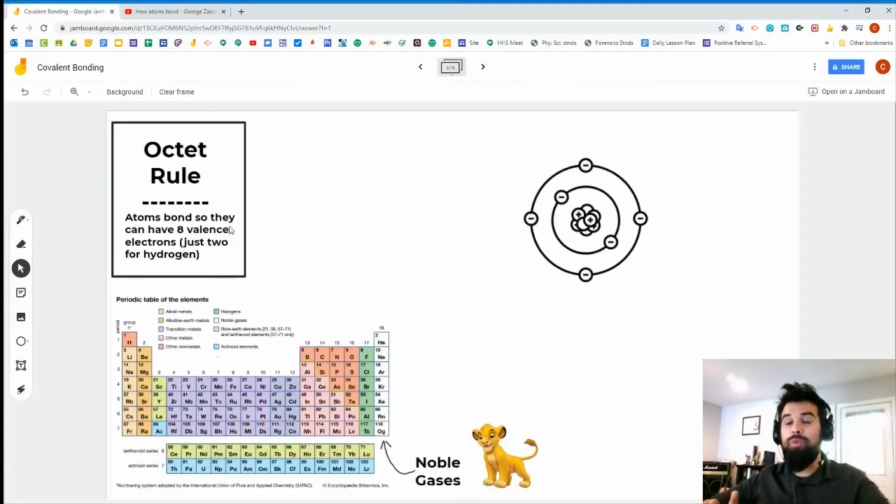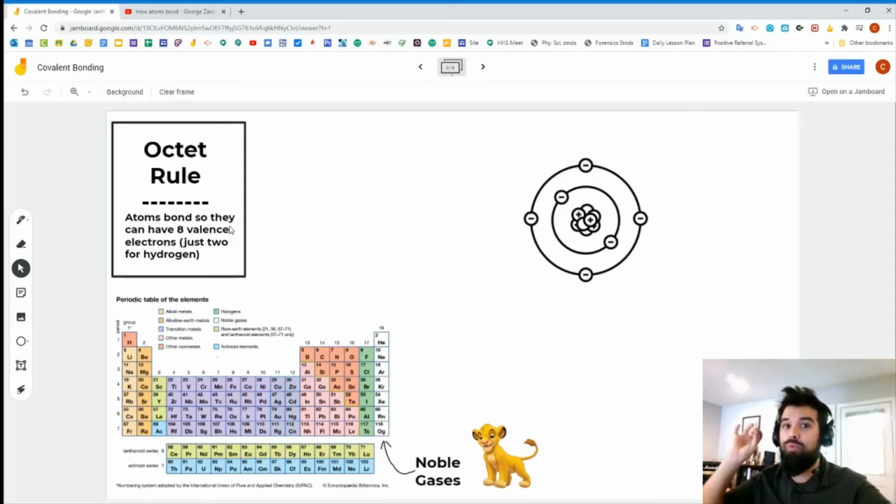So the octet rule states that atoms bond so they can have 8 valence electrons. Basically, if they can trade electrons or share them in order to get 8, they'll do it. Except for hydrogen. It's an exception. It only likes to have 2.